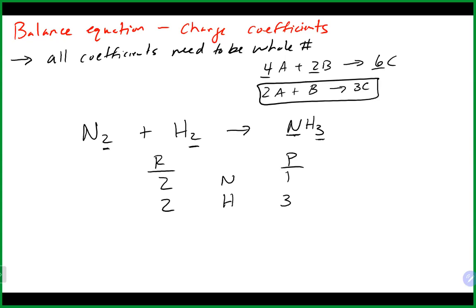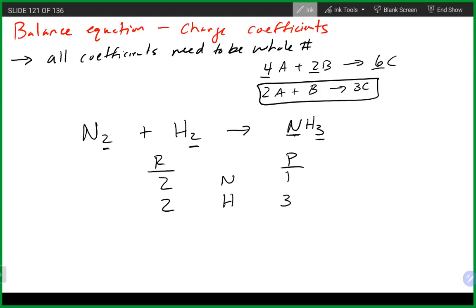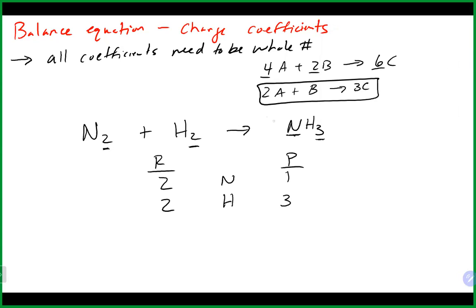This sometimes helps us, and usually you want to attack what's the easiest to fix. Clearly we could easily fix the nitrogens by putting what in front of NH3 on the right? We could put a 2 in front of it. If we put a 2 in front of it, that 2 gets multiplied to every element behind it. That means now we have how many nitrogens on the right? 2. How many hydrogens do we now have? 6. 2 times 3 is 6.